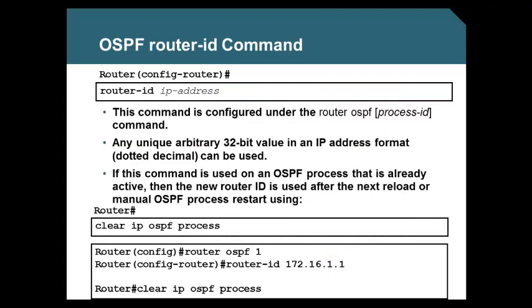So if you are configuring the router ID manually, this is the command to configure, which I showed you. It takes a 32-bit unique dotted decimal format address. When you type this command and give a router ID, if the OSPF process is already active, then the new router ID will take effect only when you reload either the router or the OSPF process. Clear IP OSPF process is the command to change. Let me show you.